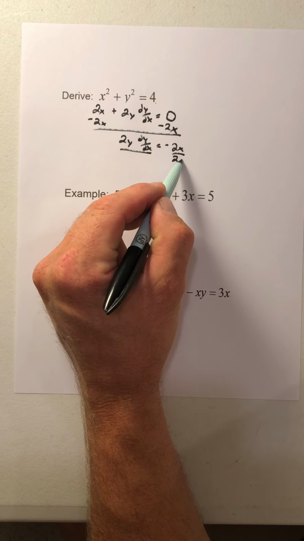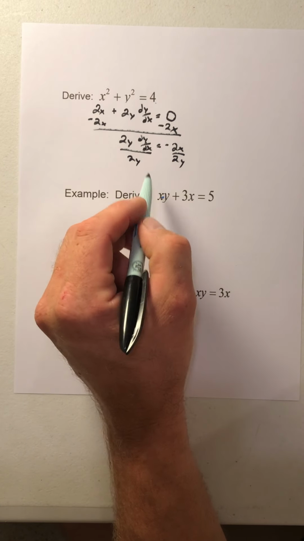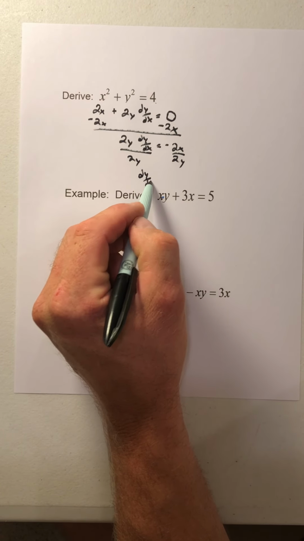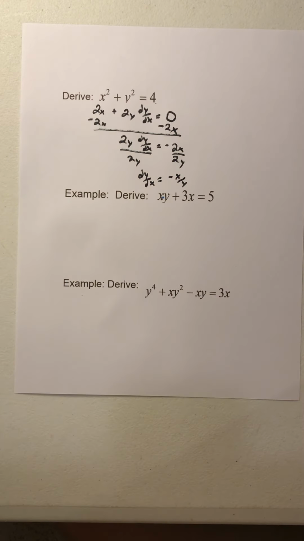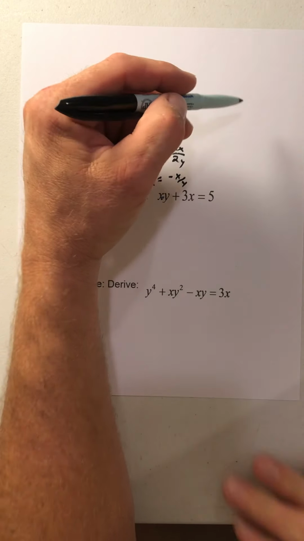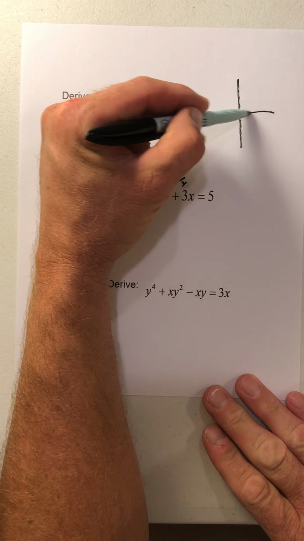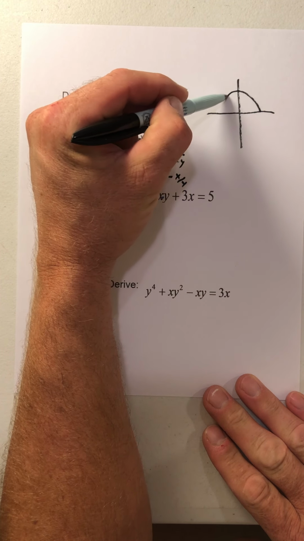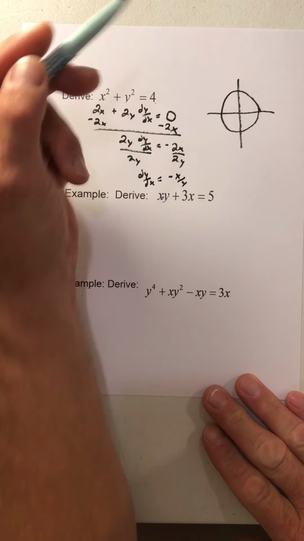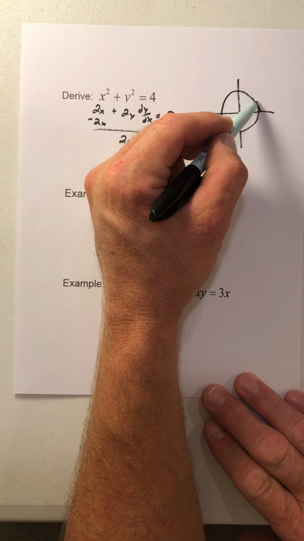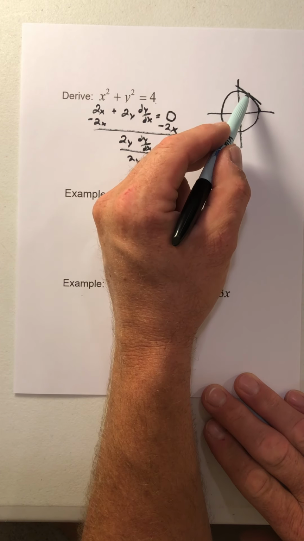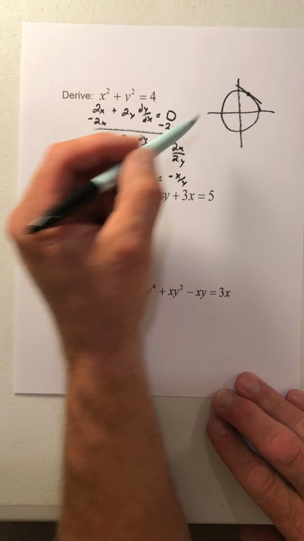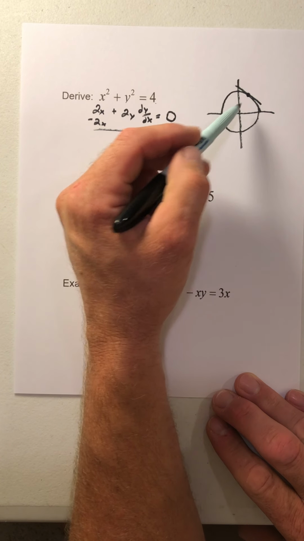We can go ahead and divide by 2y. So dy/dx, the derivative of y with respect to x, is equal to negative x over y. So what does that mean? If we go back to this circle, then I know the derivative at a given point is going to be the negative of the ratio of x over y. And hopefully that makes sense to us.